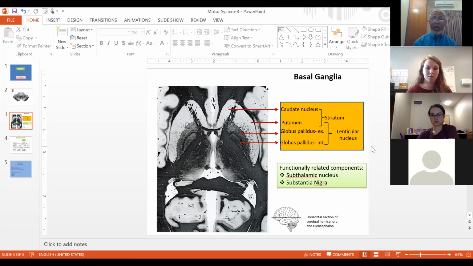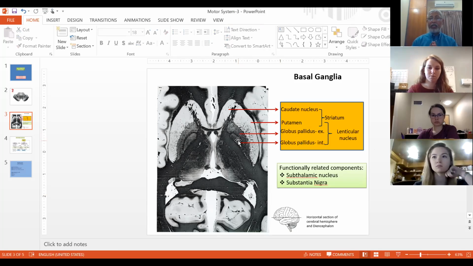Lenticular nucleus. Now, globus pallidus again is subdivided into two areas. One is called the globus pallidus external segment. This one is the globus pallidus internal segment. So in anatomy, these are the components of the basal ganglia. You can say they include the striatum and lenticular nucleus. Striatum includes the caudate nucleus and putamen, and lenticular nucleus includes putamen and globus pallidus. Globus pallidus is subdivided into two components, globus pallidus externum and globus pallidus internum. Okay, so these are the components.